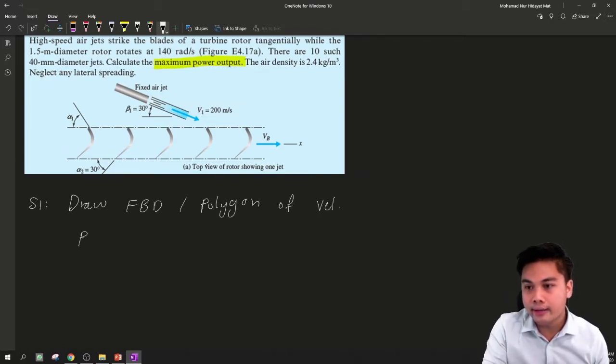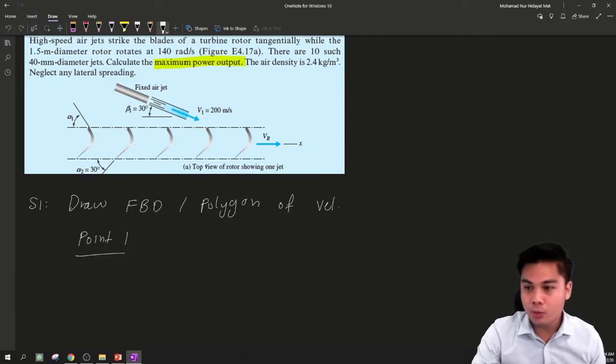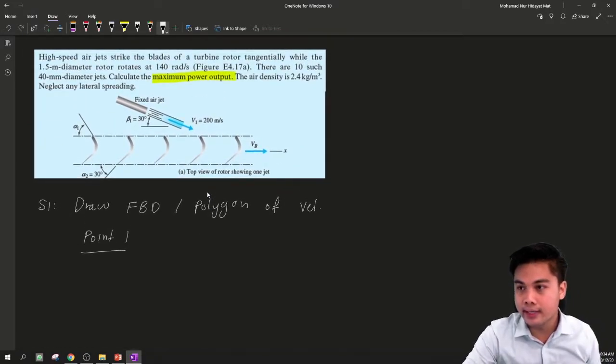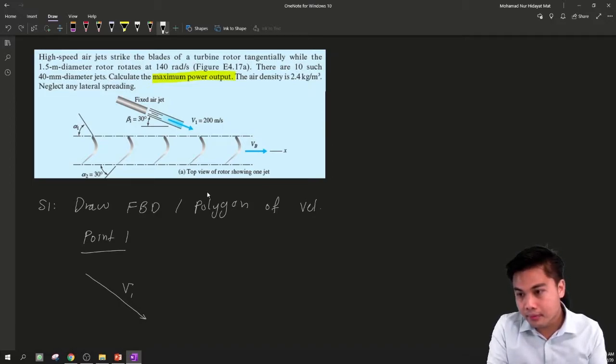So point number one, let's draw point 1. This is at the inlet to be V1, alright? So we draw the V1, in this direction. And then this is VB, and this VB is pointing to the right. So this is VB.